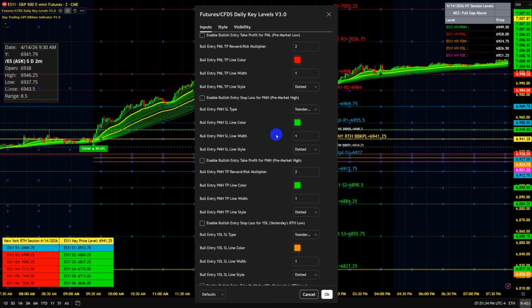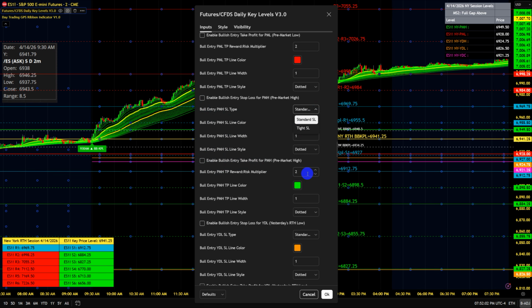So here's an example. If you were taking a bullish entry off of the PMH pre-market high like we were talking about, you select either standard or tight stop loss. You enable that by checking it, and then you can also enable the take profit, where the standard is a reward risk multiplier of 2, which would be $2 of reward for each dollar of risk on the stop loss, based on how far the stop loss is away from the specific level. This goes down in 0.25 increments all the way down to 0.25 for those that like to do risk rewards that are less than 2. For those that like to do risk rewards of more than 2, it goes up in 0.25 increments all the way up to 30.